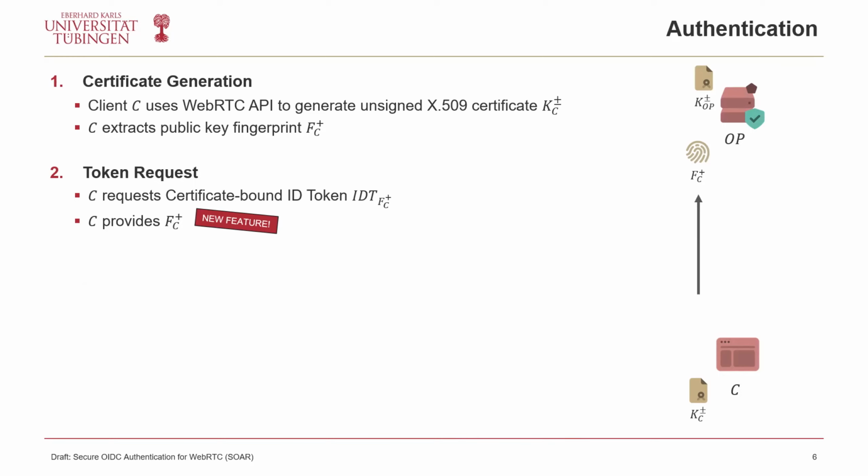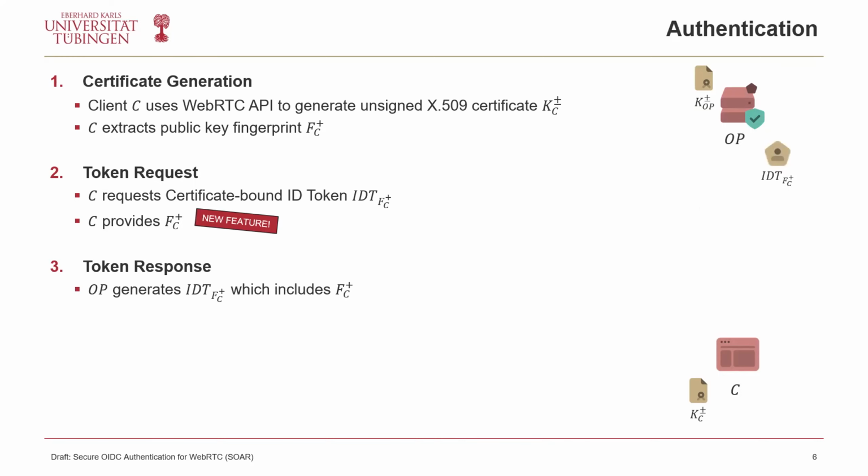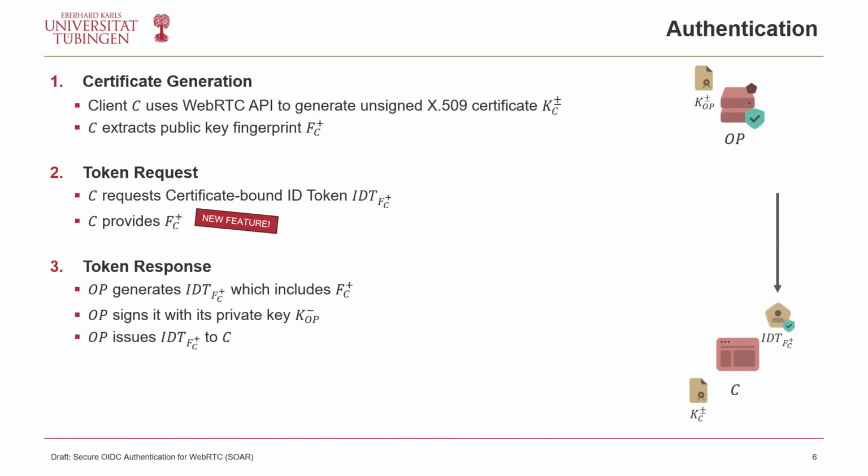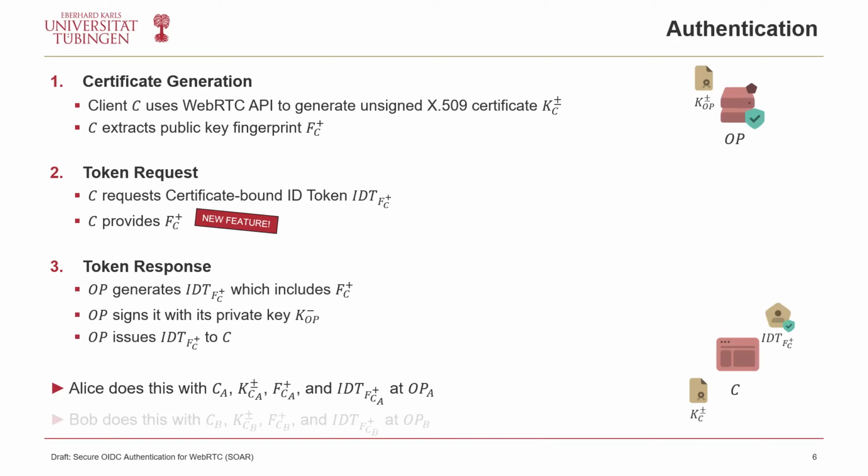So for the token response, the OpenID provider just puts the fingerprint into the ID token and signs it with its own private key. And then it will issue it to the client. And this will be done for every client, for Alice's client and also for Bob's client. So same thing on both sides.